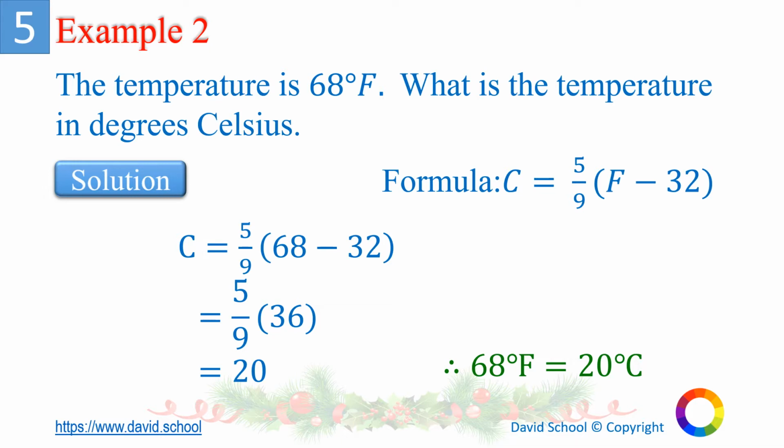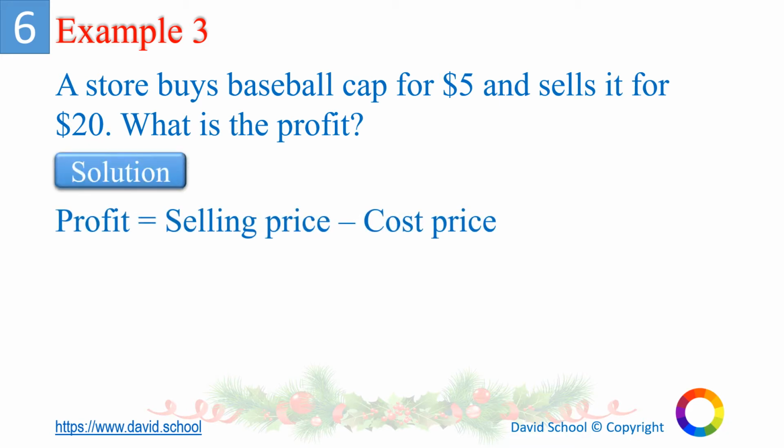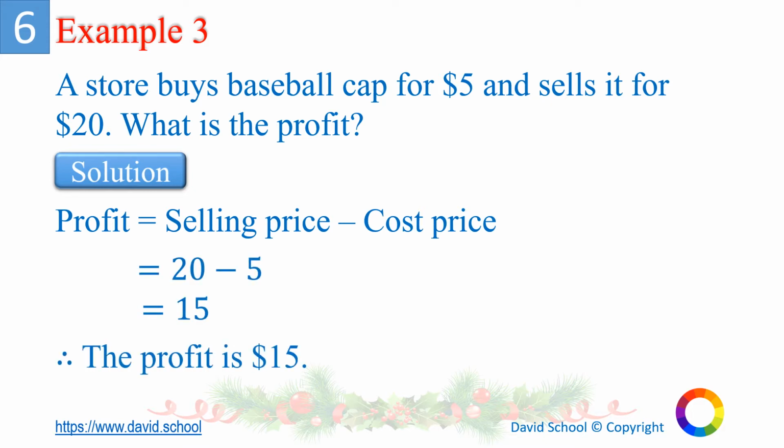Let's see one more example. A store buys baseball caps for $5 and sells them for $20. What is the profit? Profit is equal to income minus expense, or profit equals selling price minus cost price. Selling price is $20 and the cost price is $5. 20 minus 5 is $15. The profit is $15. We'll see one last example.